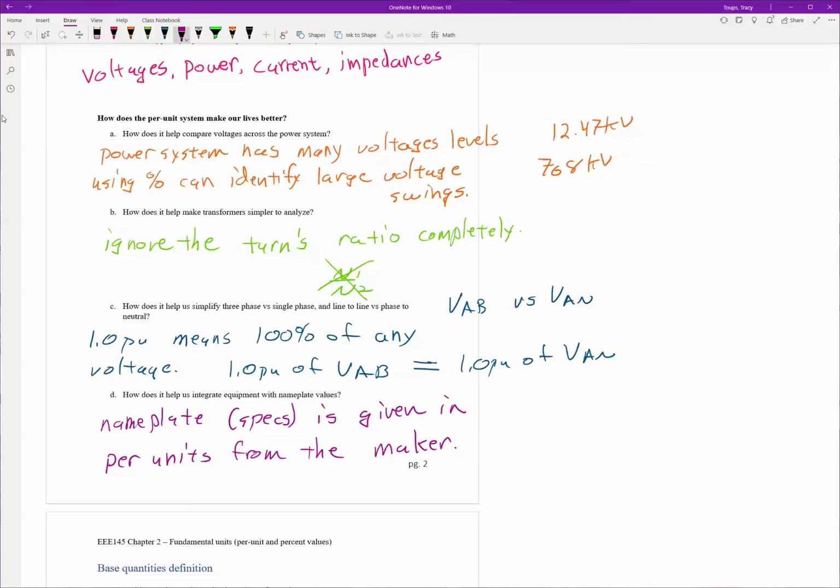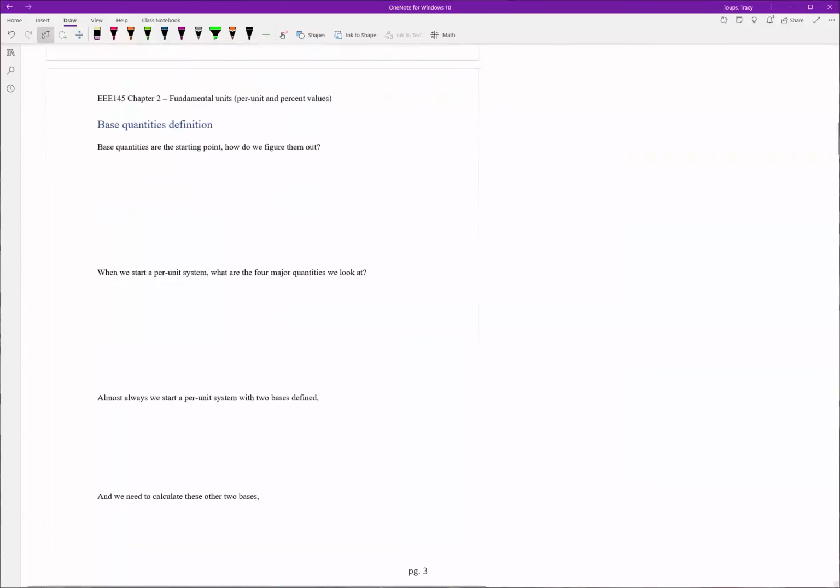Right. So again, the power system has standardized. We're going to use per units across the board. So every equipment you're going to buy is going to have some per unit values. You're going to have to adopt this system. Okay. All right. So we kind of hopefully painted a good broad picture of the per unit system, at least in English.